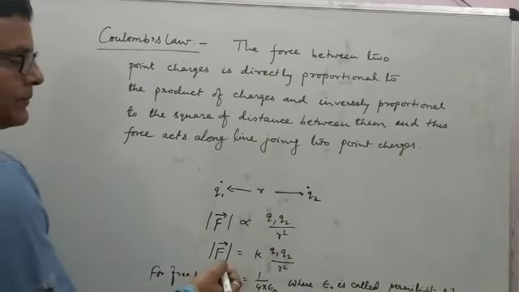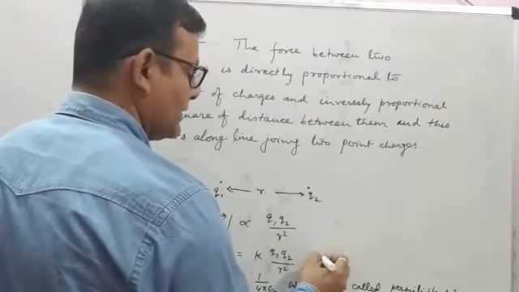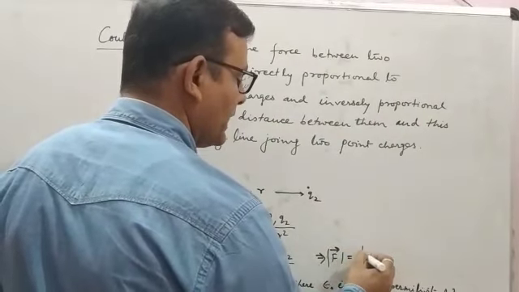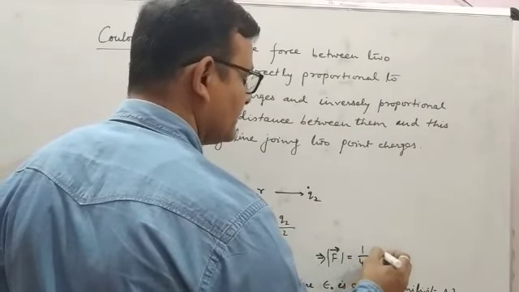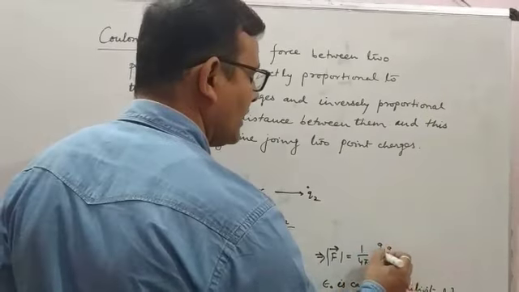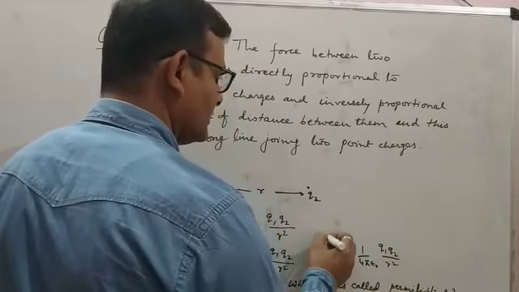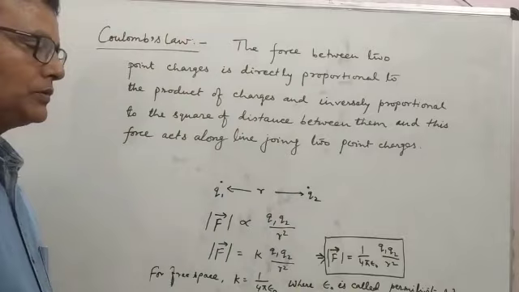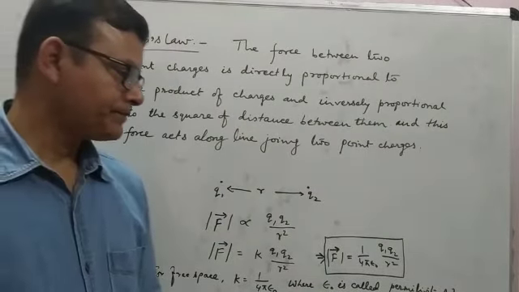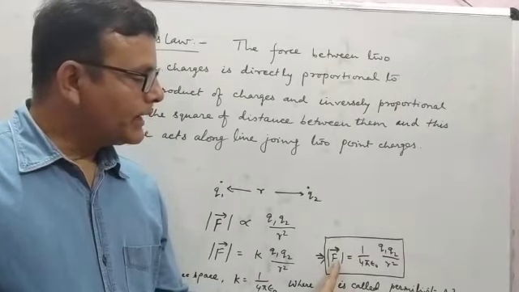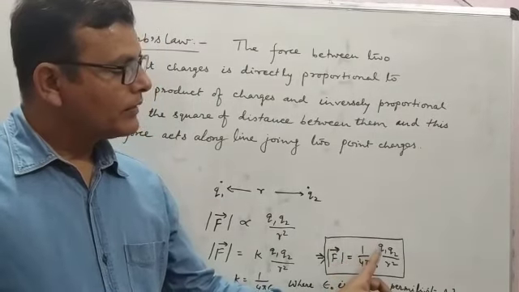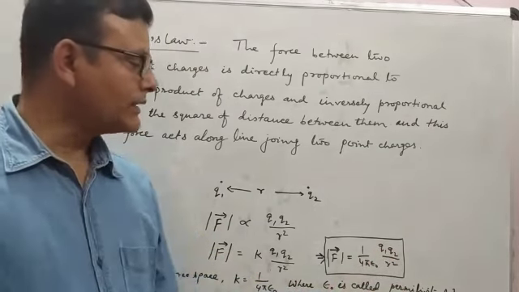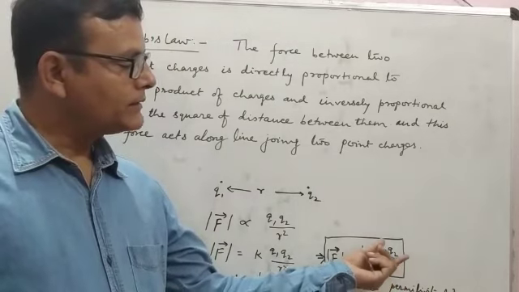This formula can also be written as F is equal to 1 by 4 pi epsilon naught Q1 Q2 by R square. This is the formula of magnitude of force between 2 point charges. Here this is the magnitude of force, so the sign of charge is neglected. You should not write the sign of charge.